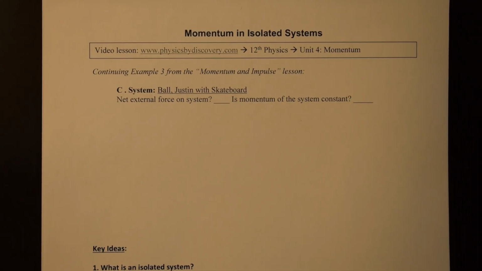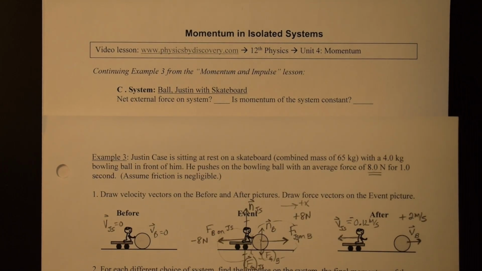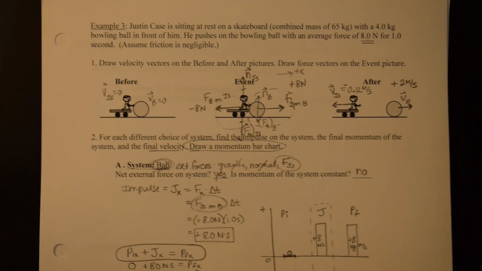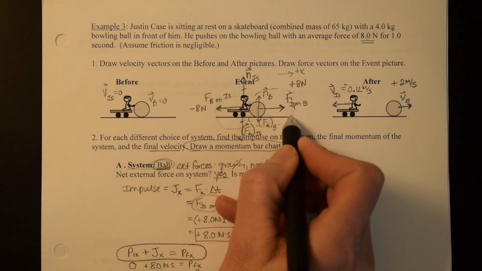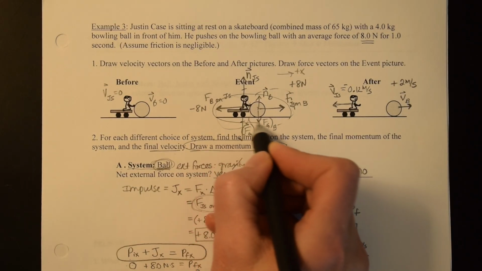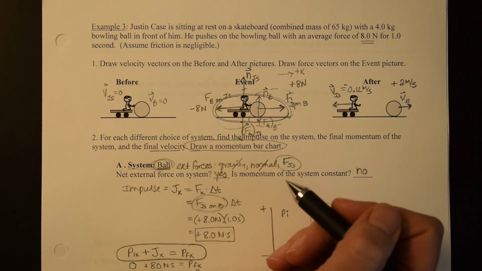Let's do part C now and find out what's going on with momentum and impulse for the system if the system includes both the ball and Justin with the skateboard. Defining the system this way, what forces are external? So looking back at our diagram, if we have now both objects included in the system, what forces are external?